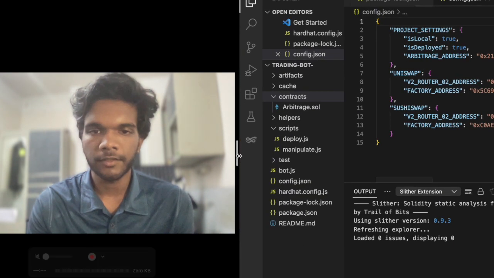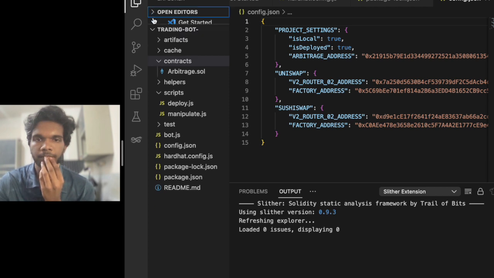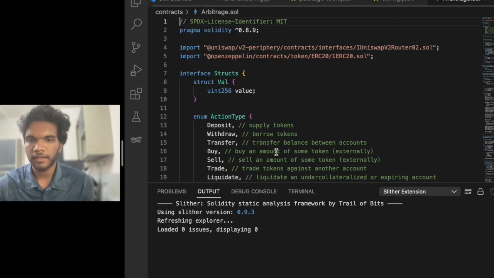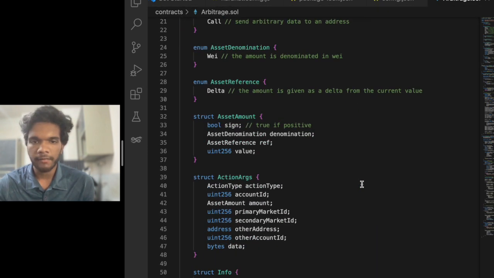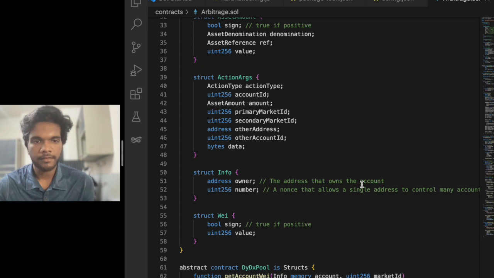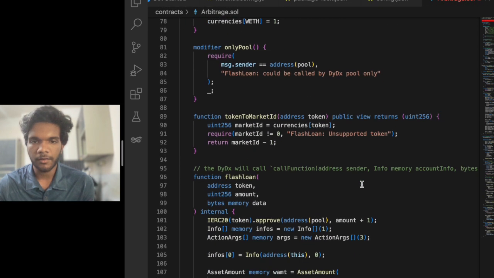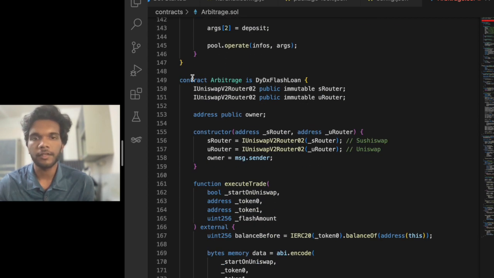Okay, so here is my code. So there are scripts as well as contracts. So first let's look at the contract. So what is going on inside the contract? So basically I have copied this from the dYdX flash loan provider, because it's necessary, so the code starts from here.